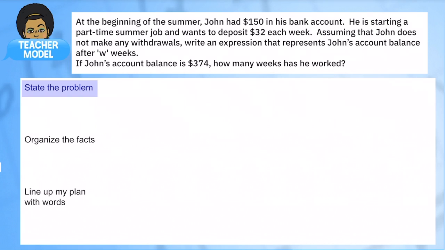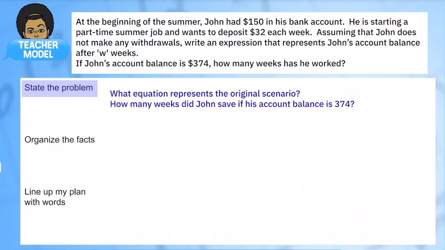So there's two things happening in this problem. I could already see in my mind it's one of those state questions where the first part has space to work, and then there's a second question with more space to work. The first part wants to know what equation represents the original scenario. Well, in this case, really an expression. I am going to write it as an equation. You're going to see it in a second. And secondly, how many weeks did John save if his account balance is $374?